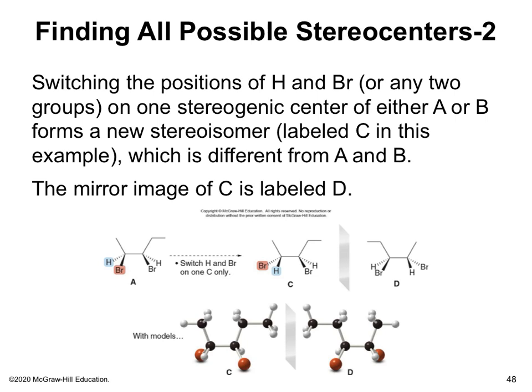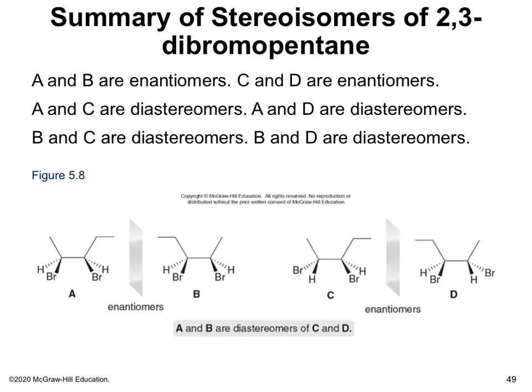So this is showing you how to do this with models. You can do it this way. I have some suggested problems in which I assign the relationship. They're showing you that A and B are enantiomers, C and D are enantiomers, A and C are diastereomers, A and D are diastereomers.